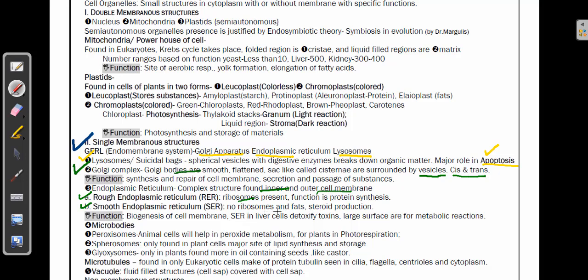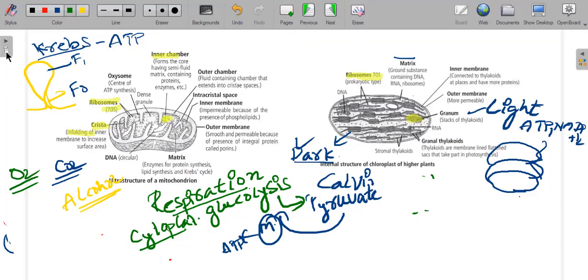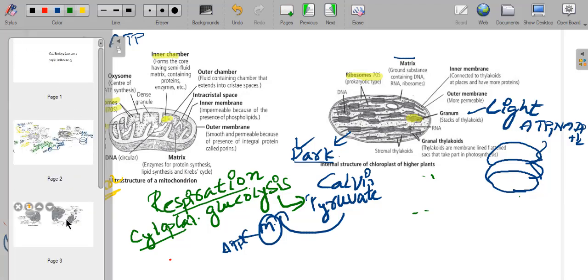Mostly it helps in producing fats, and it helps in the steroid production that gives the male and female characteristics. The important function of the endoplasmic reticulum, remember this, is the production or biogenesis of the cell membrane. They also detoxify most of the toxins, and they play a major role in various metabolic reactions. Alright, so let us look at some illustrations to understand this.